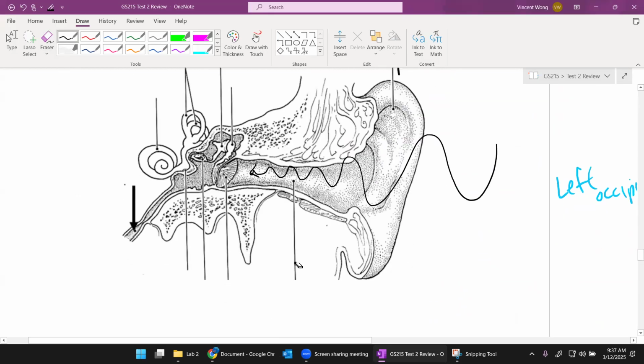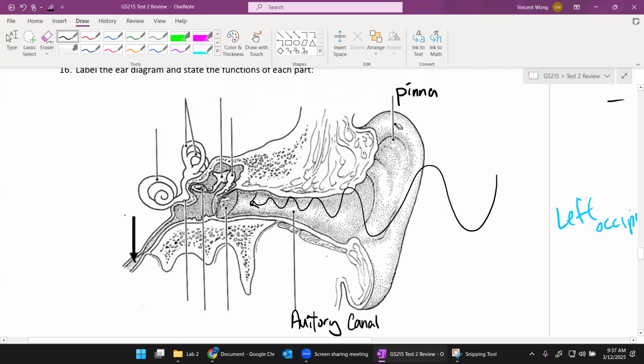It's going to be funneled into the auditory canal. Both of these are part of the external ear. We have the tympanic membrane right here, for converting sound into movements.